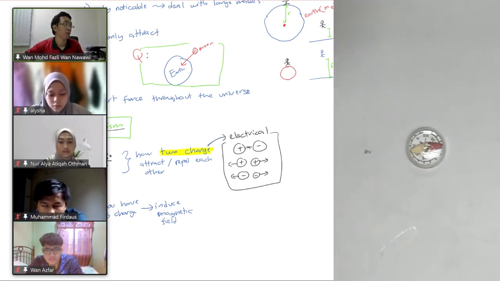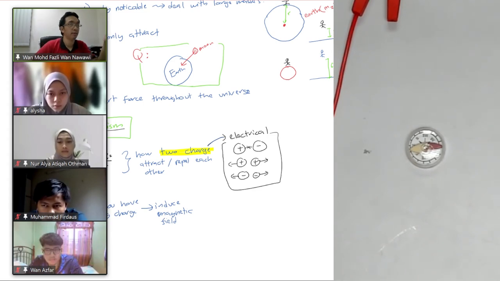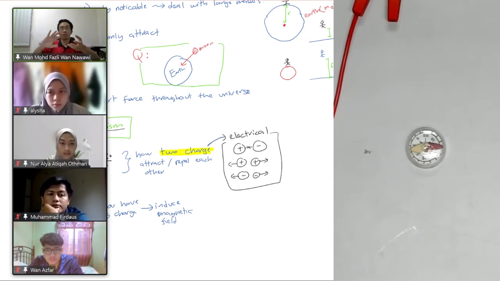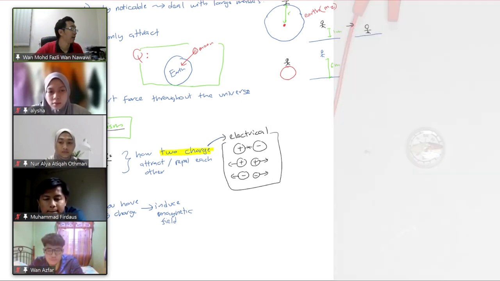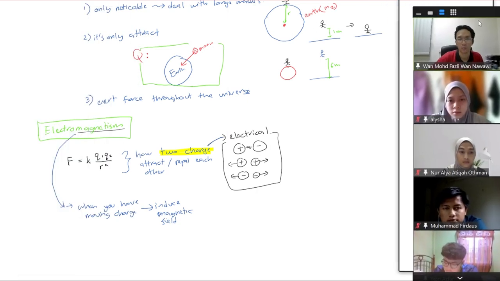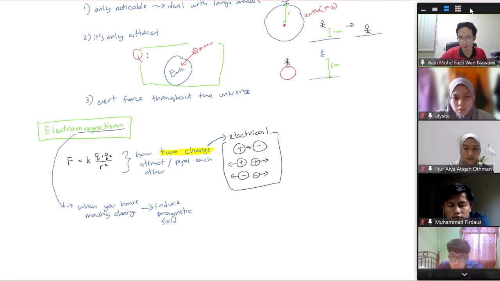So that's why we are saying that when you have electric movement, it also creates a magnetic field. So the scientists combined them together, because it's the same thing. It's like two sides of the same coin. When you have moving electrons, you have a magnetic field also. That's the reason why they combine this into electromagnetism.